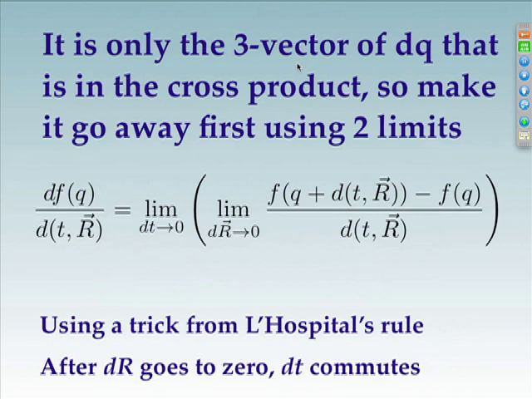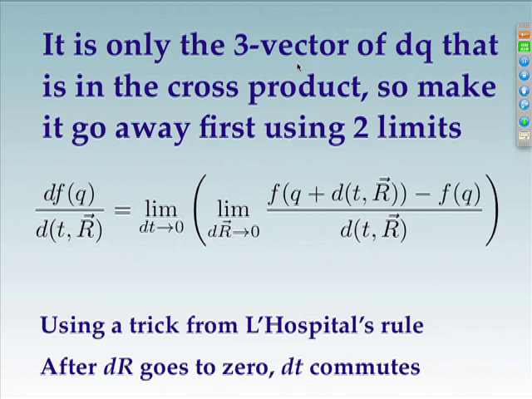It's basically the three-vector part of the differential element that goes in the cross product. It's the cross product that makes it not commute. So why don't I just make that go away? By being clever here, I'm going to take two limits, one after the other. I'm going to first let the problem child go to zero, and then I'm going to let the time go to zero. Okay? That's a well-defined sort of animal.